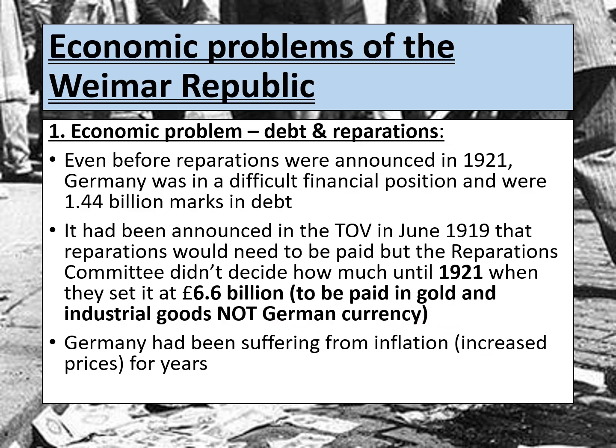We're now going to move on to looking at the economic problems of the new Weimar Republic, particularly from 1919 to 1923. And one of the first initial economic issues was, of course, debt from the war and reparations set from the Treaty of Versailles. So that's our first issue.